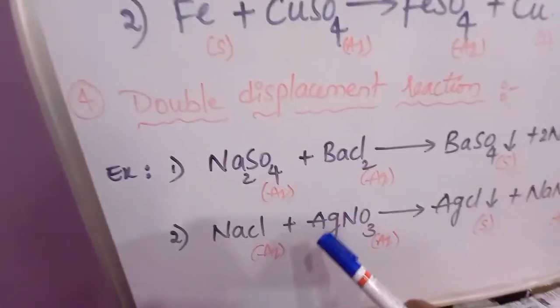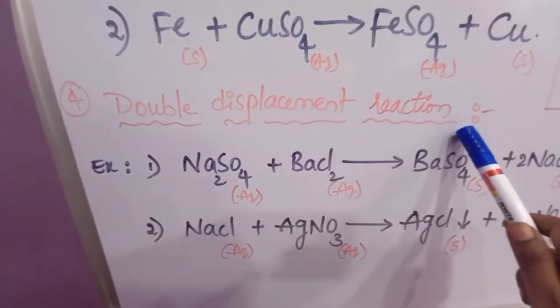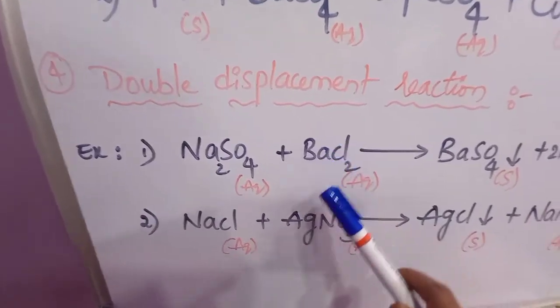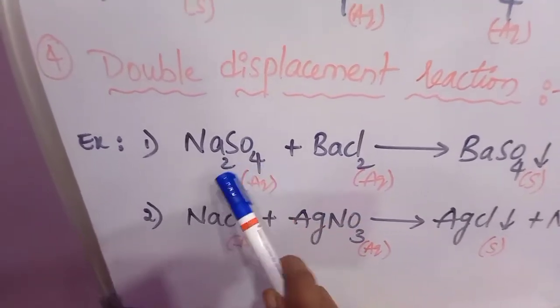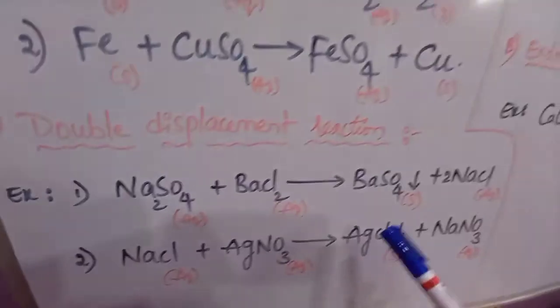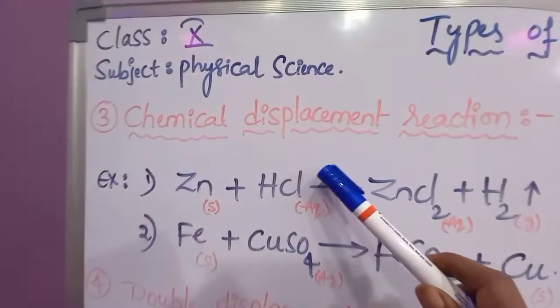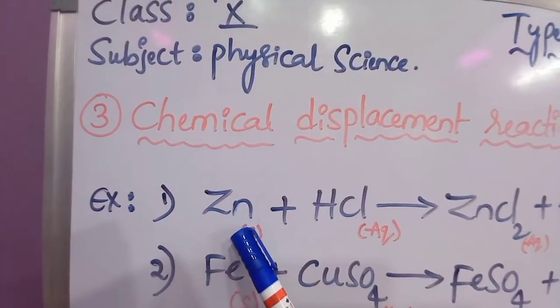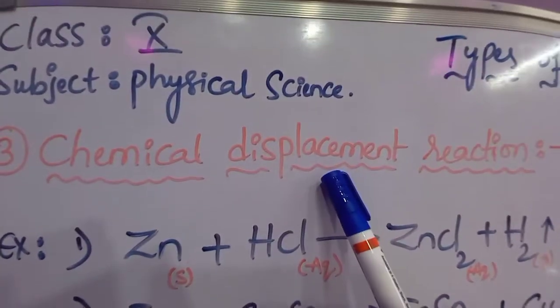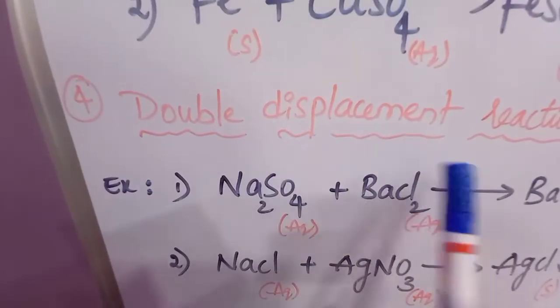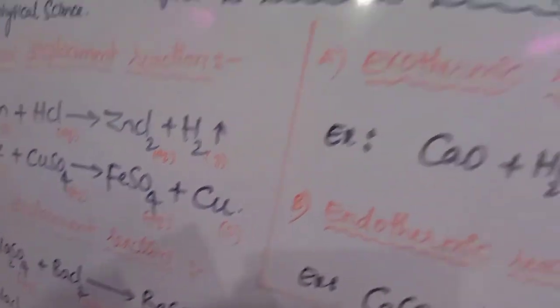So these two reactions are examples of double displacement reactions, as in these two reactions exchanging of the constituents takes place. Hence this is the double displacement reaction. Here it is not like that, where only one element is displaced by another element which is more reactive. That is just known as chemical displacement, whereas this is a different one, double displacement. Exchanging of both radicals takes place here. So this is about double displacement.